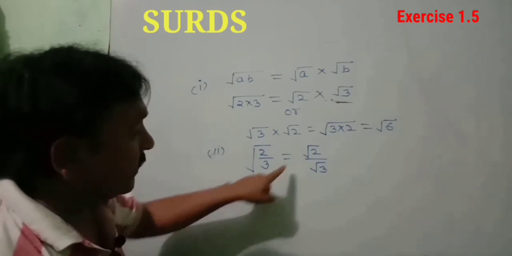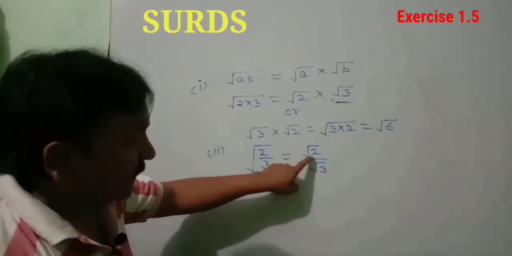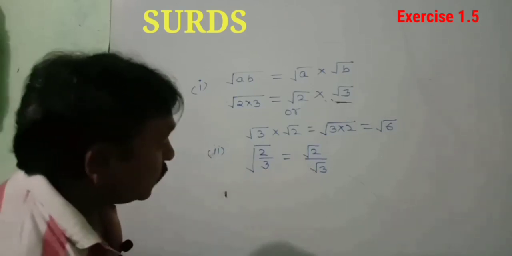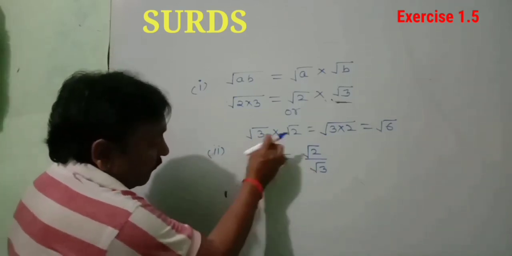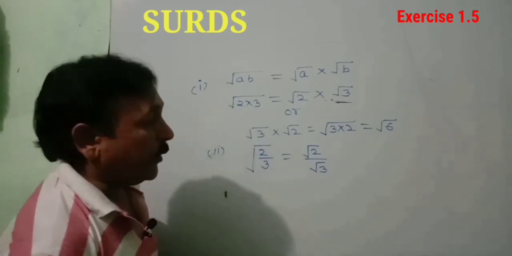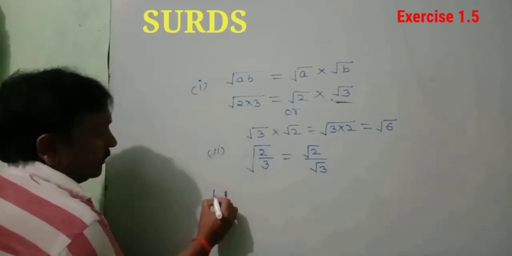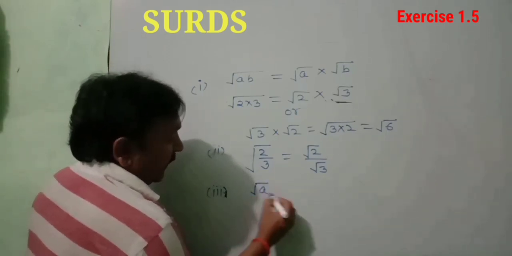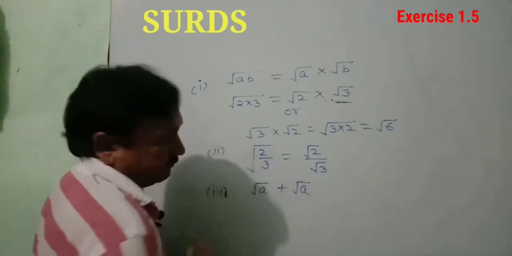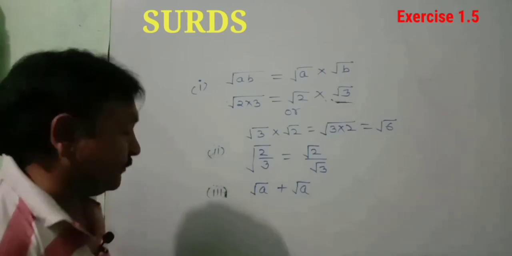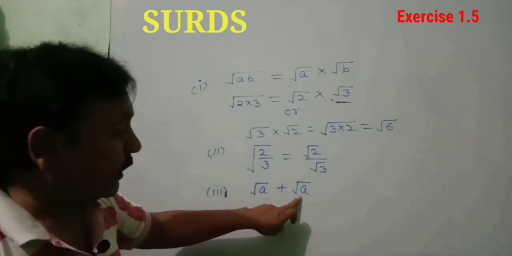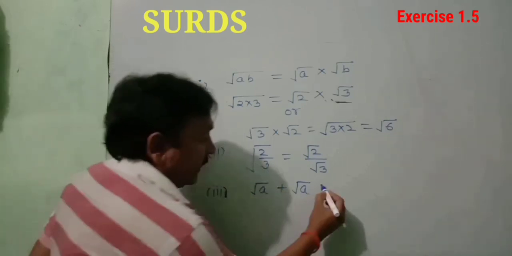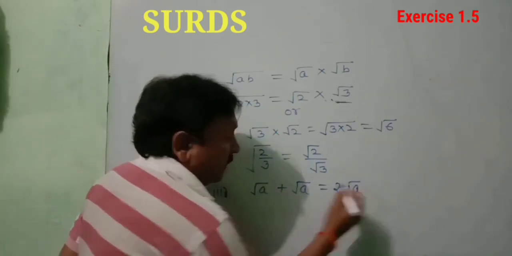And we can do it in a reverse way also. If somewhere is written root 2 upon root 3, since 2 has a square root and 3 also has a square root, we can write both of them within the same square root. Okay? One more thing. Suppose it is root A plus root A, we have to add them. Both are the same, so root A plus root A means how many root A? It is 2 root A.